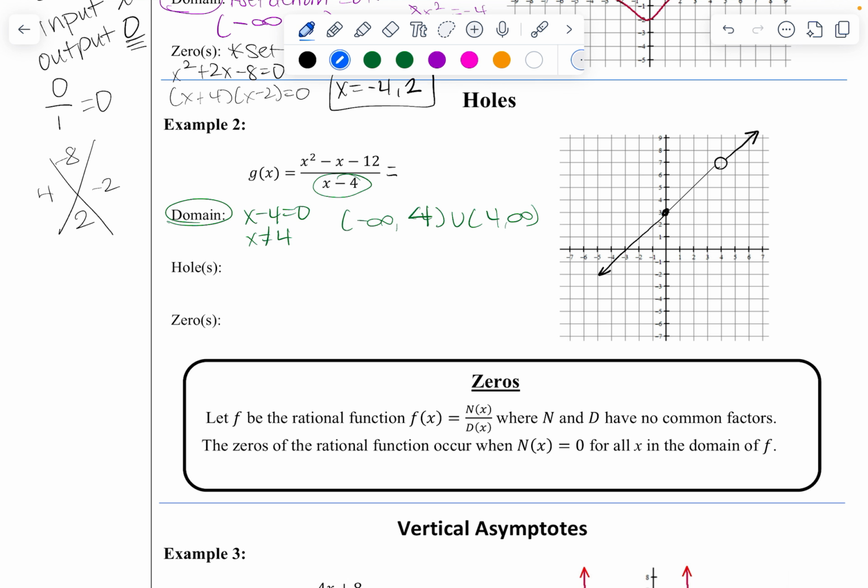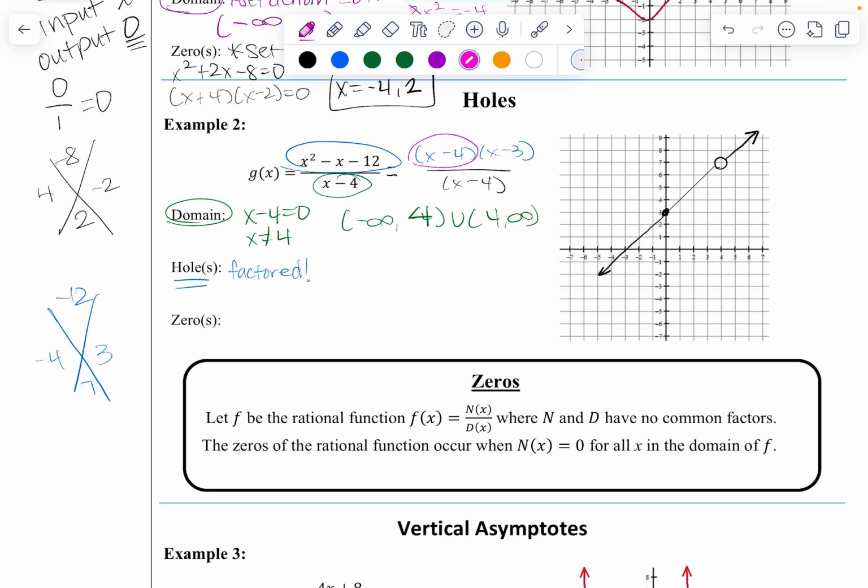But in order to know where a hole is, here's what that looks like. A hole is a common factor in both the numerator and denominator. So in order to find a hole, we're going to have both the numerator and the denominator factored everywhere. So in the numerator, if I'm going to factor this, I want to know, okay, what multiplies to negative 12 and adds to negative 1? I've got negative 4 and 3. So this can become x minus 4 times x plus 3. And then, of course, in the denominator, we still have x minus 4.